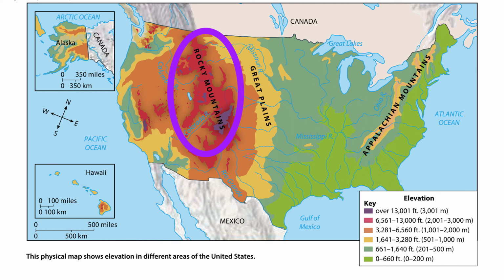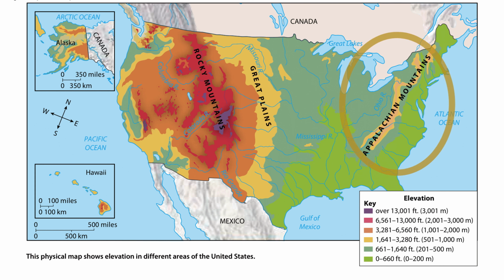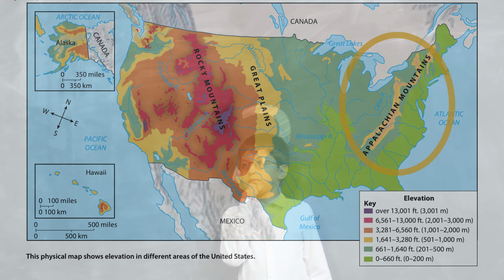That means much of the land is more than 6,561 feet above sea level. Some of it is more than 13,000 feet above sea level. The Appalachians, on the other hand, are shaded yellow and light brown. They measure between 1,641 and 6,560 feet high.